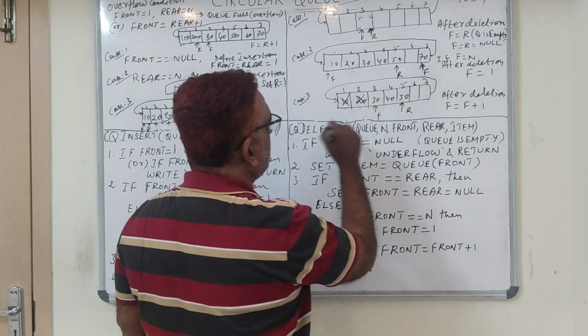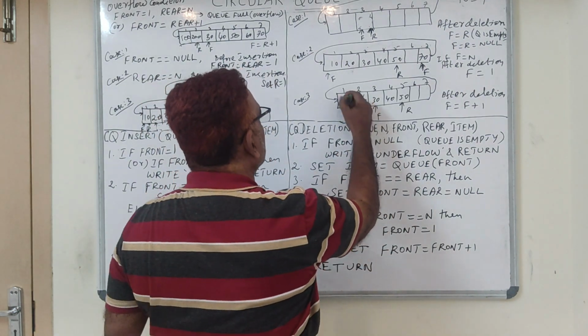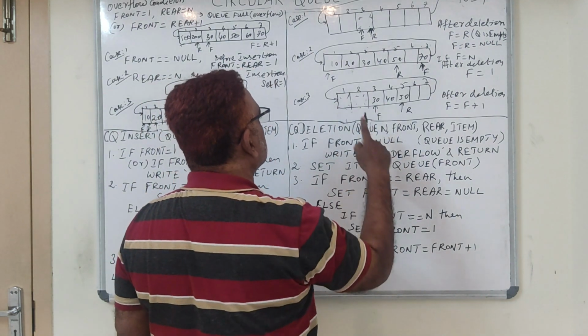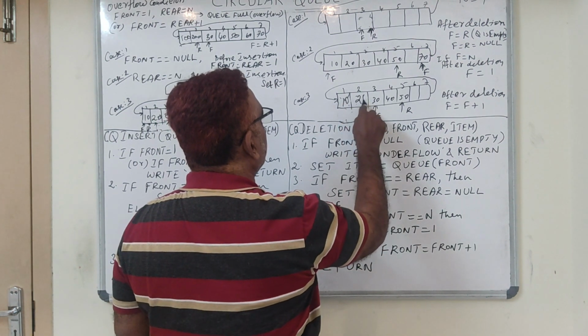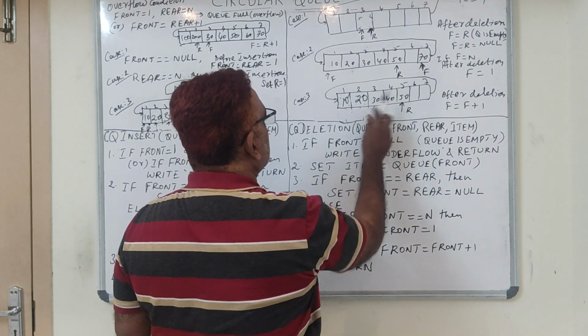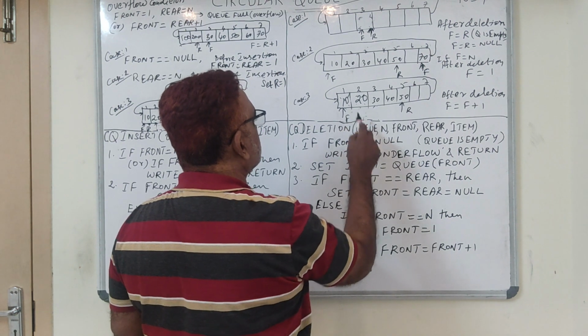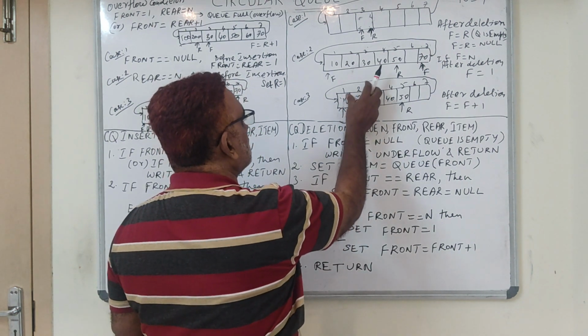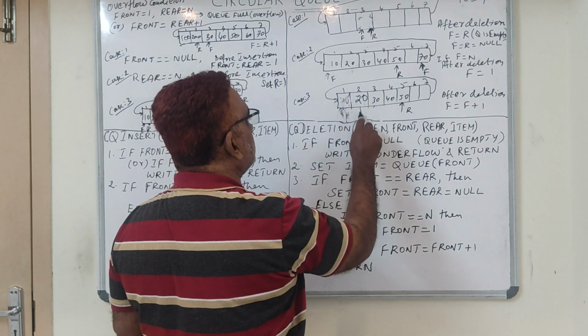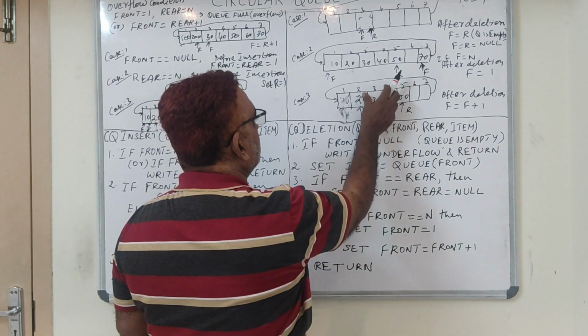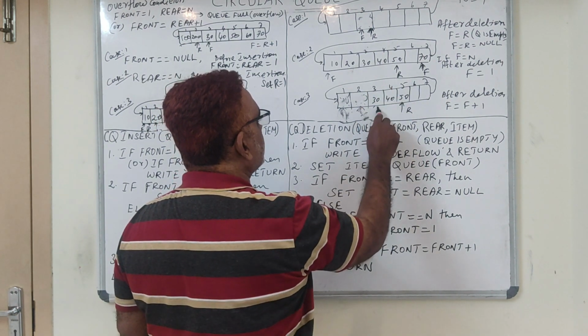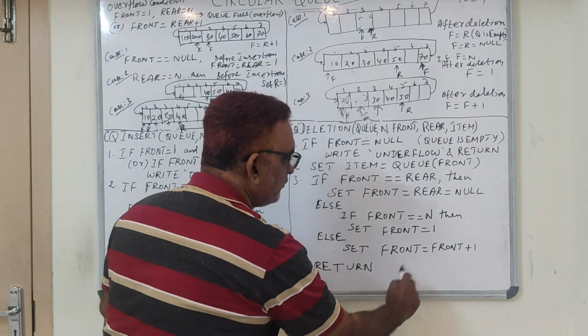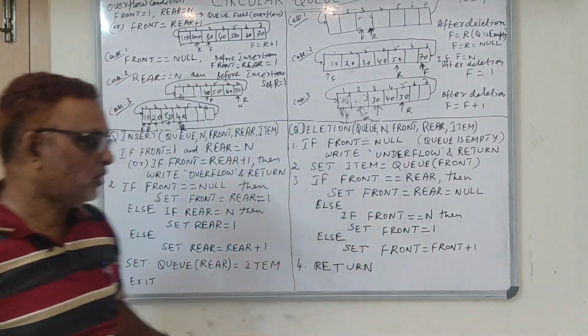You are just deleting the item. For example, we have the values here, 10, 20, and let us consider the front is here. I am deleting this value. After deletion, it moves to the next location. After deleting this value, it moves to the next location. So every time the value of the front is incremented by 1.